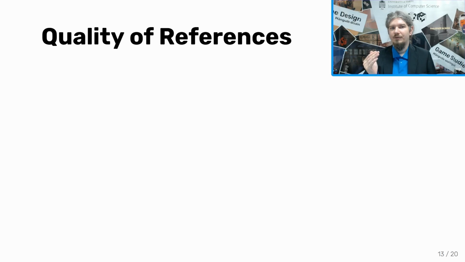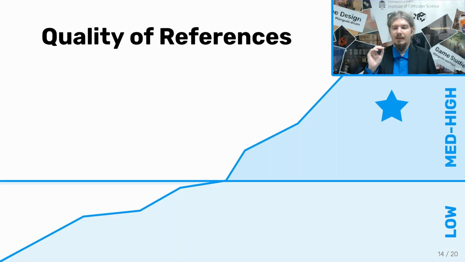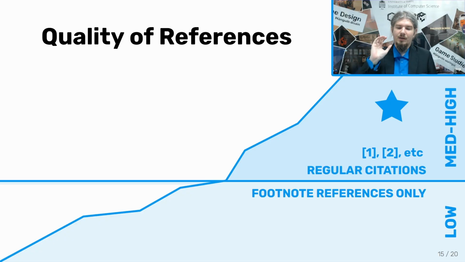Now, one thing we really have to talk about is the quality of references. So there are different things you can cite, so different references. And we can distinguish low quality references and medium to high quality references. With low quality references, we will use footnote citation. So when you have a low quality reference, in Google Docs, you can do insert footnote, Microsoft Word, same thing, insert footnote, and you can just paste your link to that reference into the footnote. So this is a footnote reference.